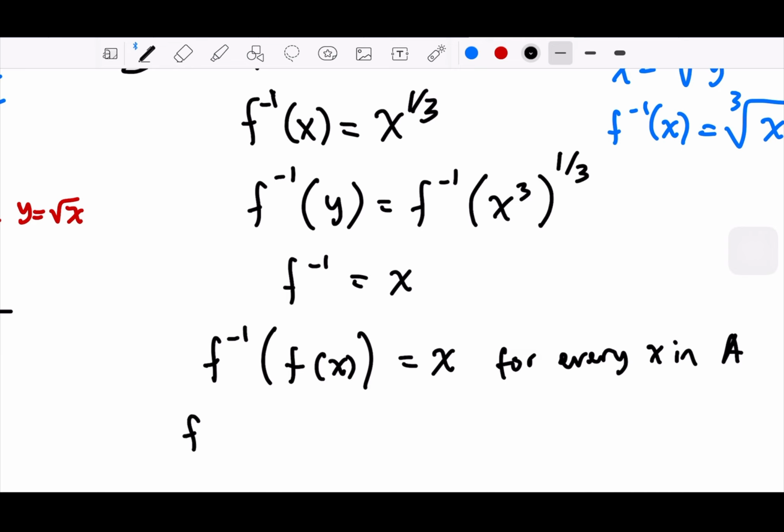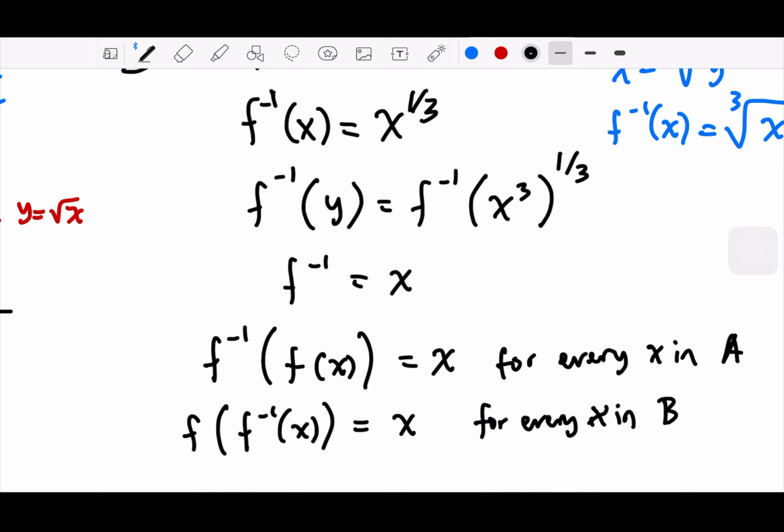And we can also plug in the inverse inside the functions, and we will also receive the same x. This is also true for every x in B, okay, because we are using A and B in the first terms, domain and range. But what's the deal here is whenever you have the inverse, when you put the original function inside that inverse, it should revert back to x, just x. And when you have the function, you put the inverse inside, it will also revert back to the original x.